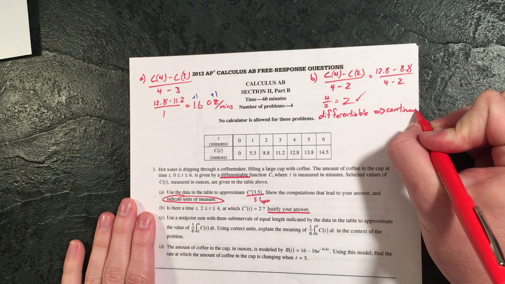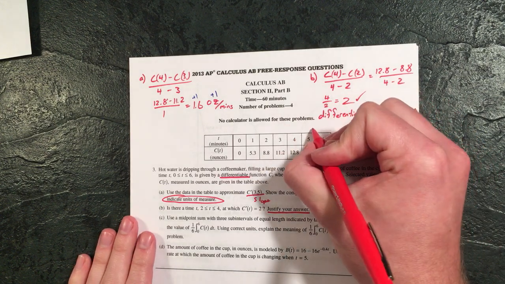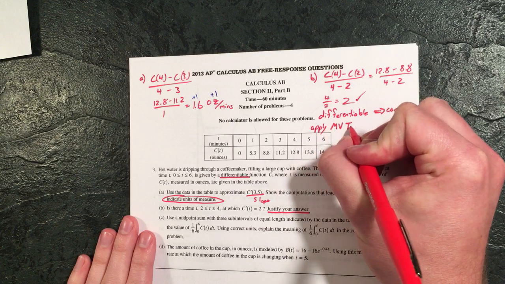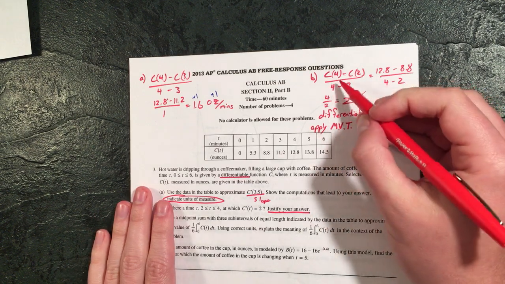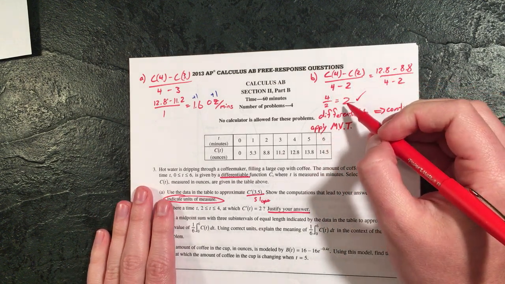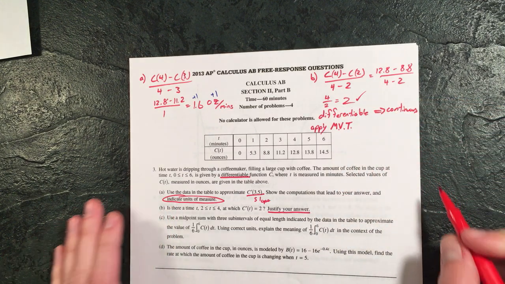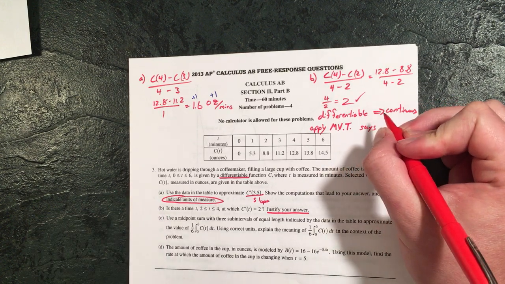Continuous. So since it's continuous, that means we can actually apply the mean value theorem, MVT, mean value theorem. And so since we have that the endpoints have a slope of 2, that means there must be some point in between that has a slope of 2. So mean value theorem says that yes, this is going to be true.